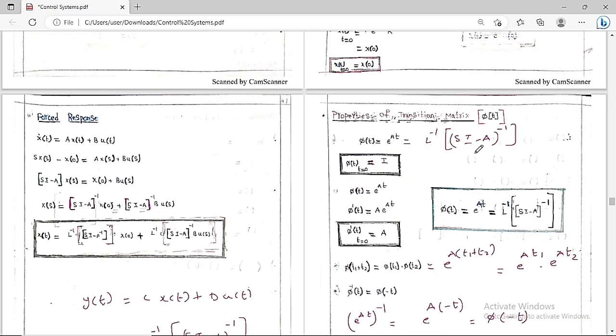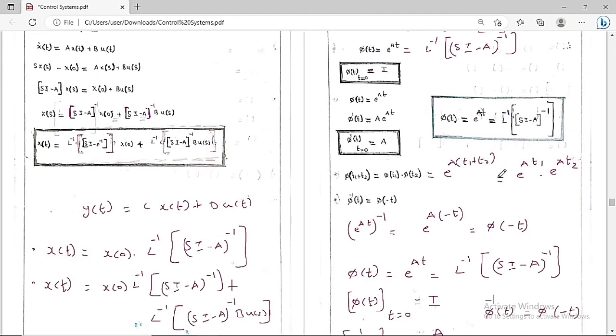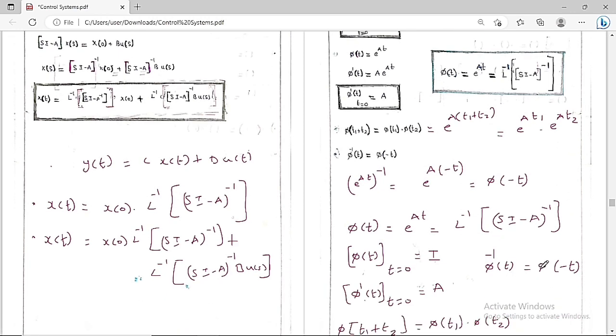So whatever this Laplace inverse we finally get will be in terms of the time domain only. So the Laplace inverse of (sI minus A) whole inverse, we are going to get in terms of the time domain. If we want phi of t whole inverse, just replace t by minus t, and we are going to get this value. So phi of t whole inverse.